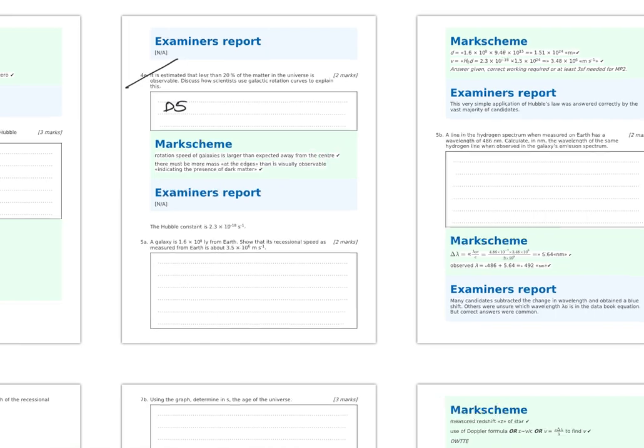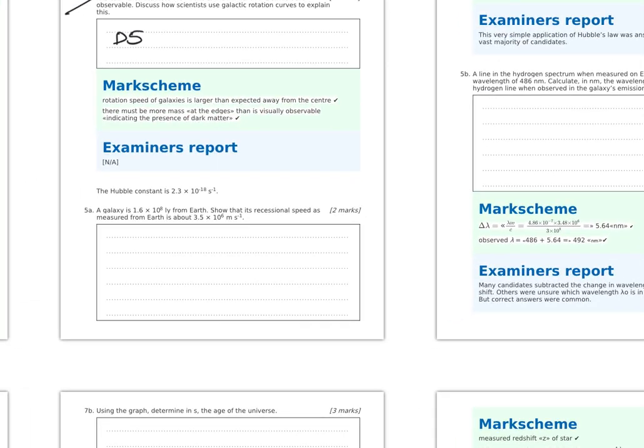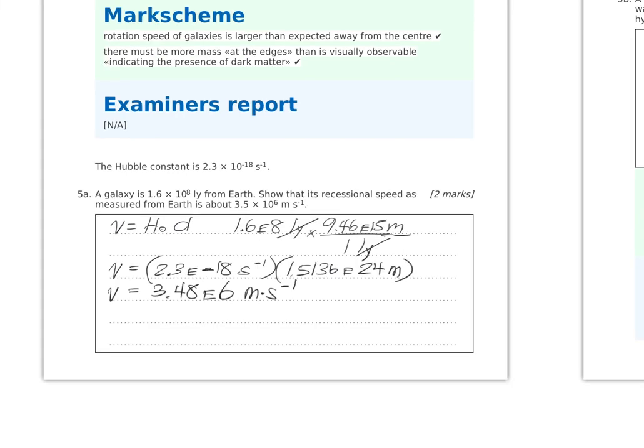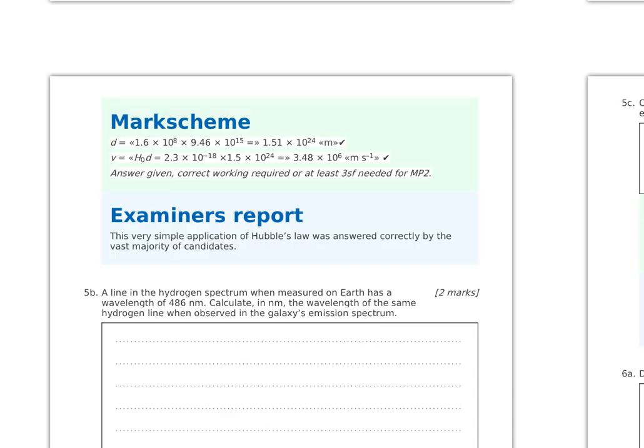And that brings us to number 5. Okay, number 5A is a legit question. To do 5A, we're going to use that the speed of a galaxy is equal to the Hubble constant times the distance away from us. And so here's the speed, 3.48 times 10 to the 6 meters per second, which matches the mark scheme.